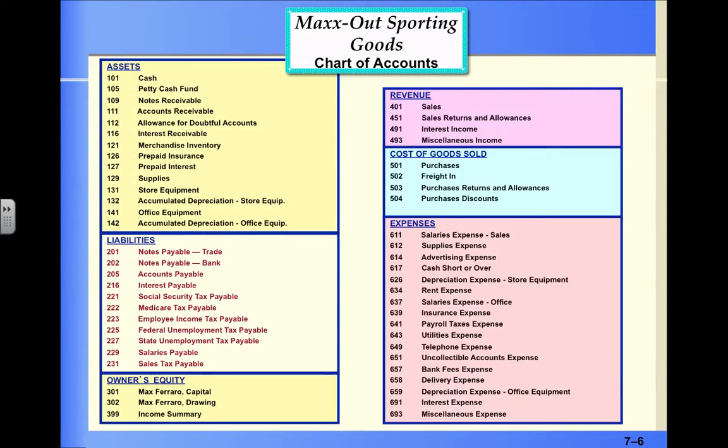Now here's a sporting goods store where they have a lot more assets, a lot more liabilities, a lot more expenses, they have a new account I see there, sales returns and allowances. We have an interest income I'm going to teach you about. Cost of goods sold, that comes later on.